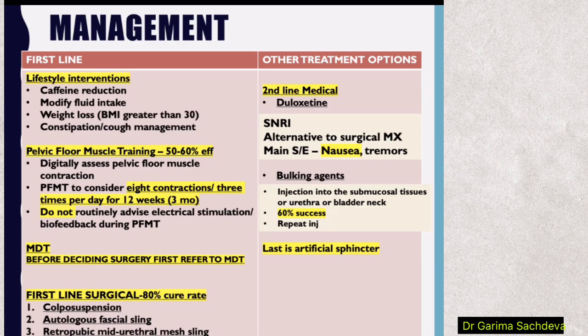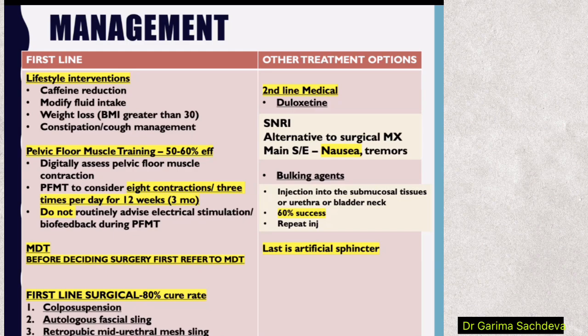What are bulking agents? In this condition there is weakness of the muscle or loss of the angle of the urethra. So there are certain injections. These agents are injected into the submucosal tissue of the urethra or bladder neck to enhance the sphincter activity. It has a 60% success rate, which is less than surgery, and you need to give them repeated injections.